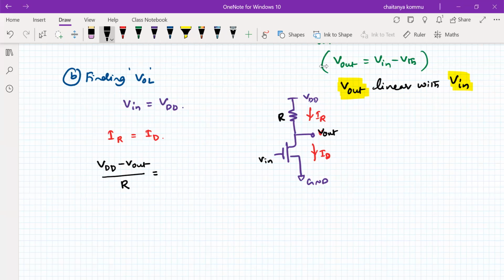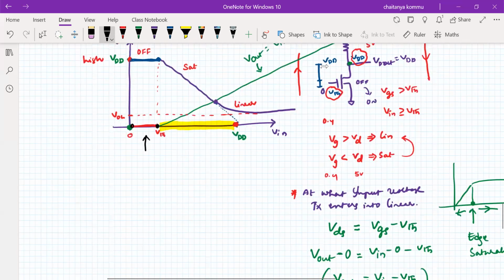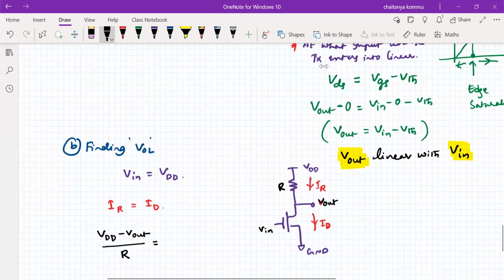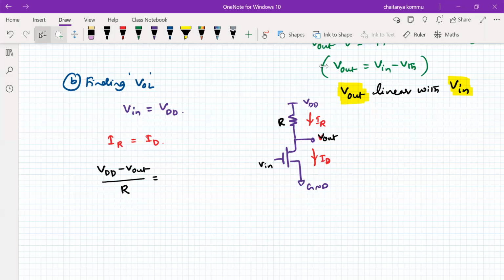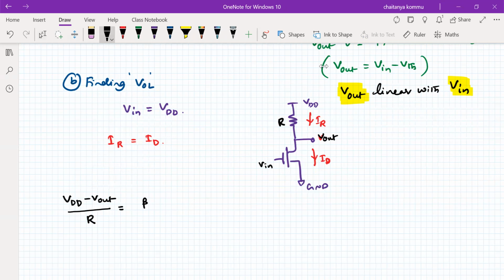is the current equation that we have derived previously? The current equation is in the linear region. Near the drain, sorry, near the VDD, the transistor will be in the linear region. That's how we have calculated. So the linear current equation is what I have to consider. What is the linear current equation? The linear current equation is beta into VGS minus VTH into VDS minus VDS square divided by 2.